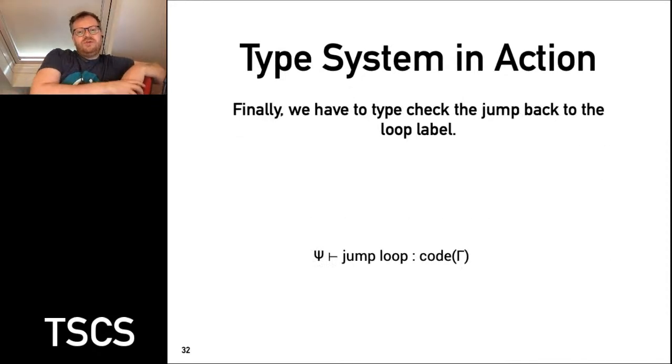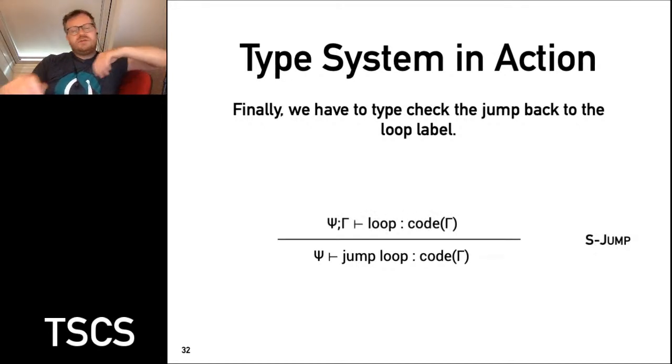And finally, we need to type check the jump back to the loop label. This is the only line of code that we haven't type checked yet. So let's look at that. So use the sjump rule, and they say, okay, under the assumptions of psi and gamma, loop needs to be typed as code gamma.